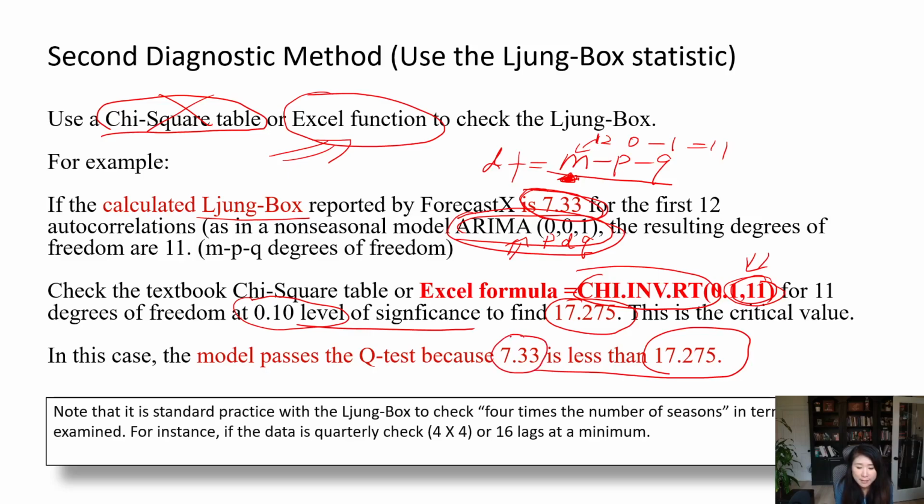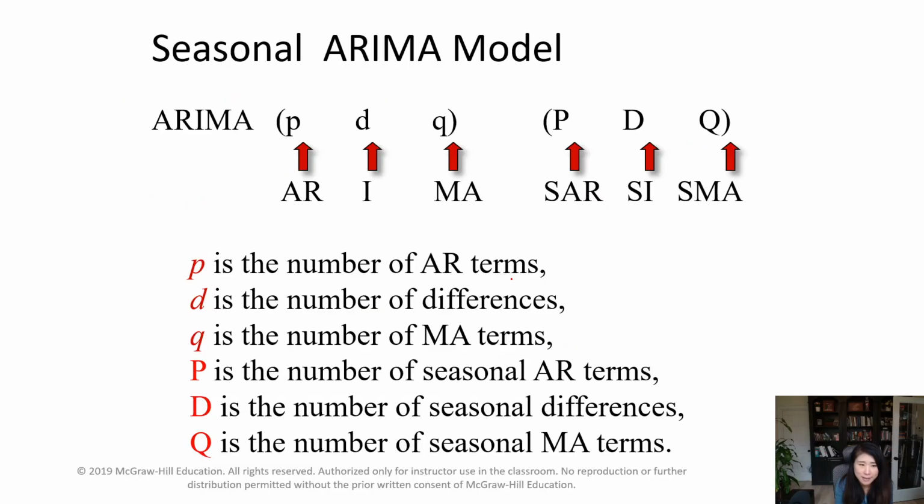However, if this Q test statistic is larger than the critical value, then we need to go back and look at our diagrams again, the ACF and the PACF based on the residual data, to see whether we need to include more AR terms or more MA terms, or we need to increase the value of the integrated D value. Okay, so this is hypothesis testing. This is the second method to go through the diagnostics.